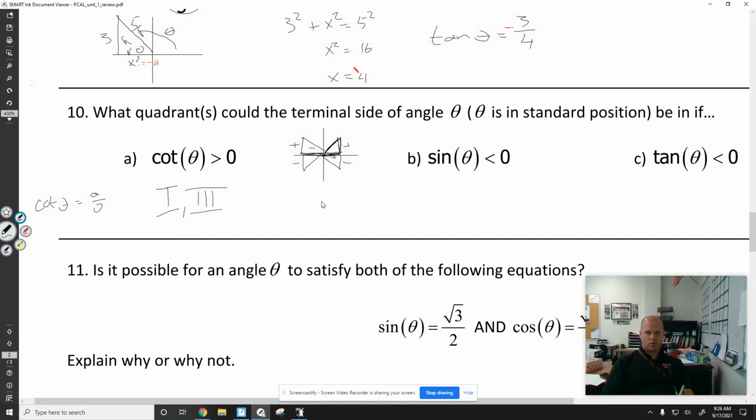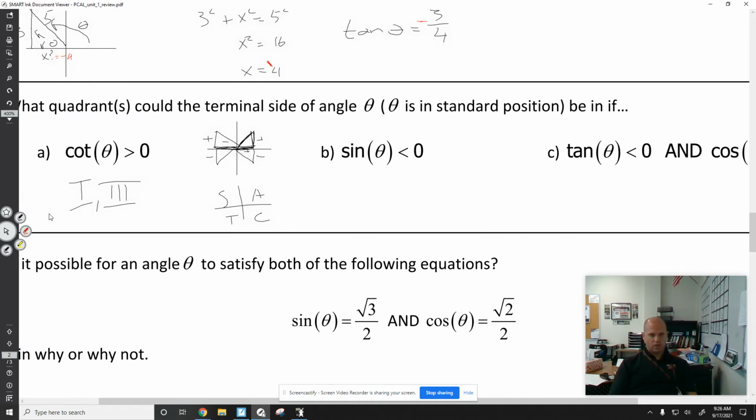Now, another way to remember this, and we're going to use this in the future, is ASTC. This is telling me which trig functions are positive in which quadrants. Tangent and their reciprocals. Tangent and cotangent are positive here. All of the trig functions are positive here. Let me show you how you could do either way with sine.